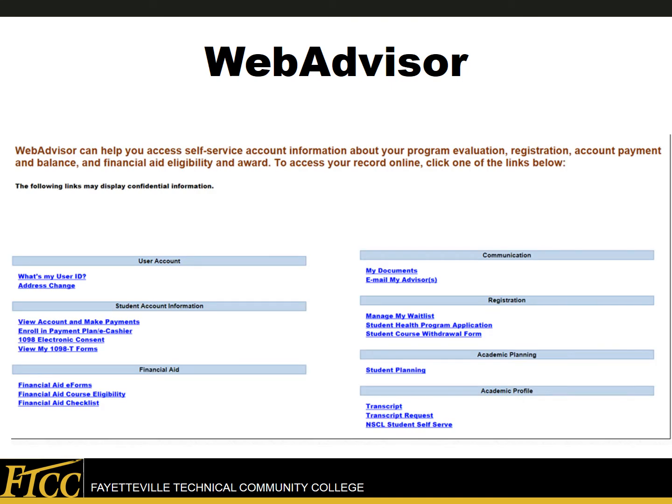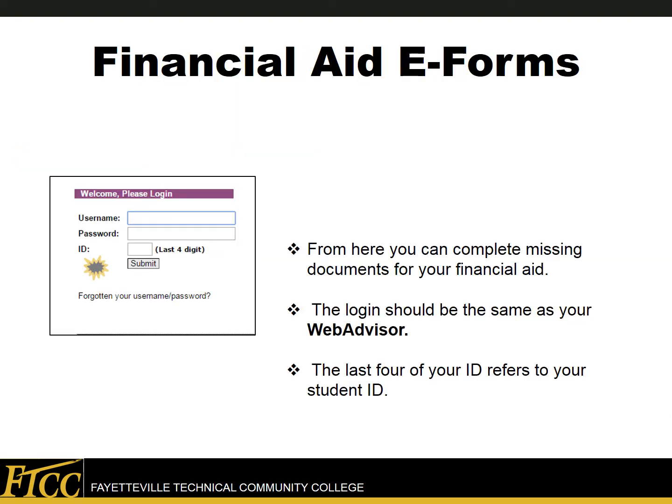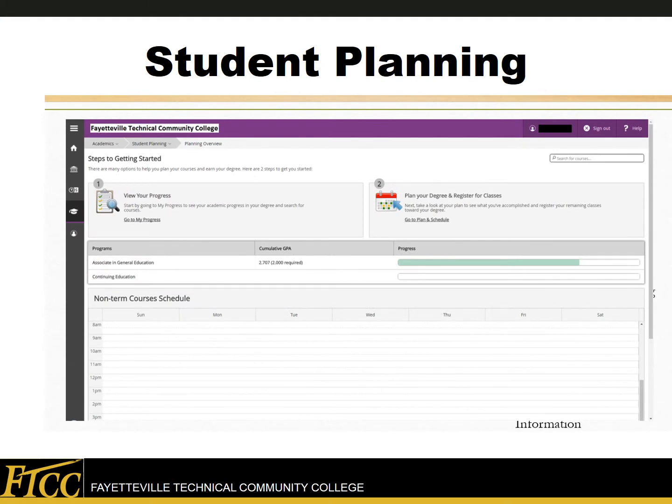This is your WebAdvisor main page. You can see there's a link for everything that's important to you at FTCC. Here you can see if you have missing financial aid documents. You can even submit most of them here. In student planning, you can register for classes, check your GPA standing, view classes we offer for the semester, and review financial aid information. Move through your entire academic record by clicking the buttons to the left.